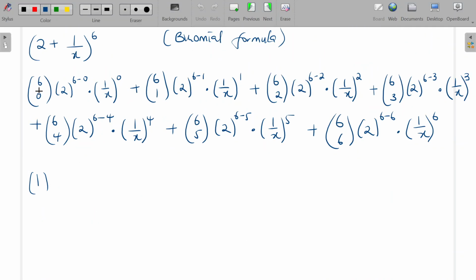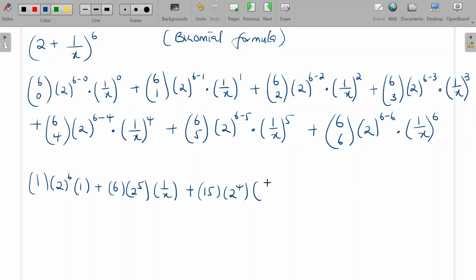So meaning that here I'm going to have a 1, then I'm going to have a 2 to the power 6. We're going back to the same things that we had on the Pascal's triangle. This one is going to be 1, plus this one is going to be 6 combination 1, it is just a 6. Then it's going to be 2 to the power 5, and then 1 over x. Then plus 6 combination 2 is just a 15. Then this one is going to be 2 to the power 4, and then 1 over x to the power 2.